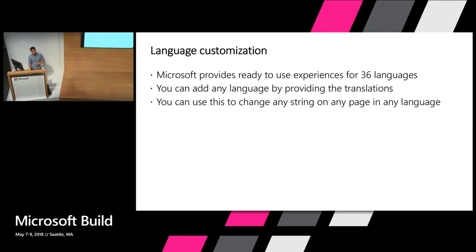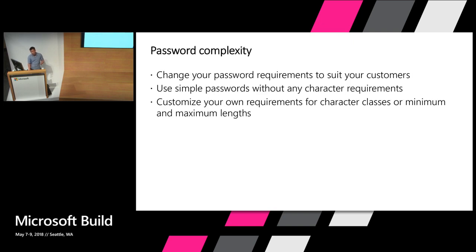Language customization provides support for 36 languages out of the box, and by providing all the strings and uploading them to your B2C tenant, you can have any language. You can use this to change any string on any page in any language if you don't like some of our translations. Password complexity allows you to change your passwords to suit your customer needs. Simple passwords will just enforce a basic length requirement and are really easy for most users to get through. You can also set a custom requirement to be however complicated you want it to be.